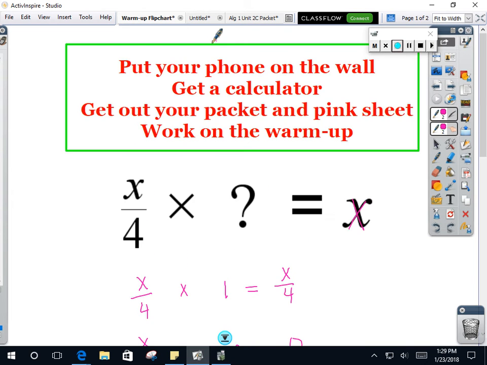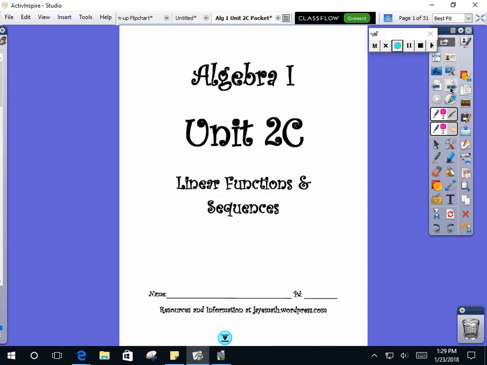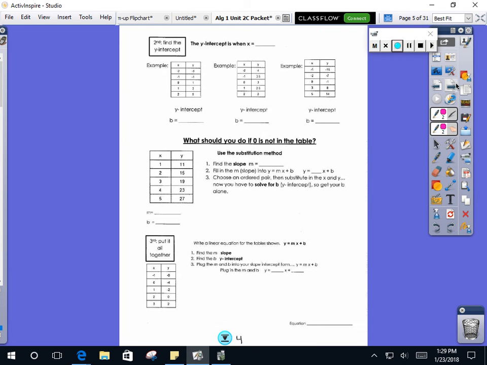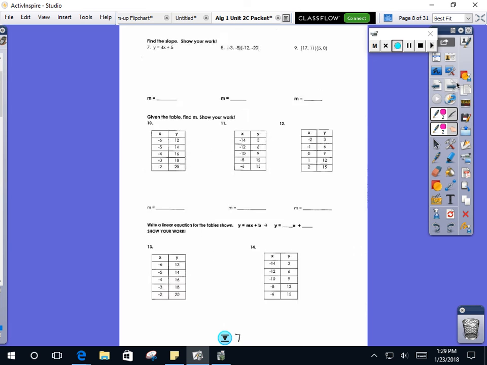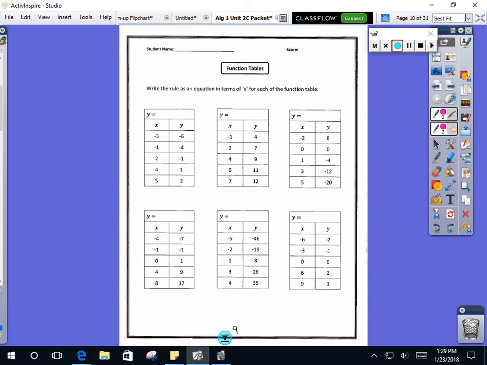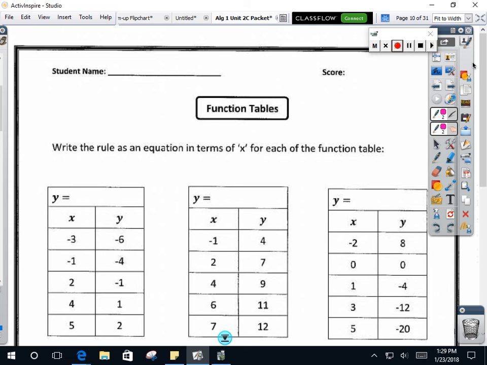Okay, now I need you to turn in your packet to page 9, because as I was stamping the homework, I gave y'all credit, but I saw a lot of wrong answers, so we need to go over these.